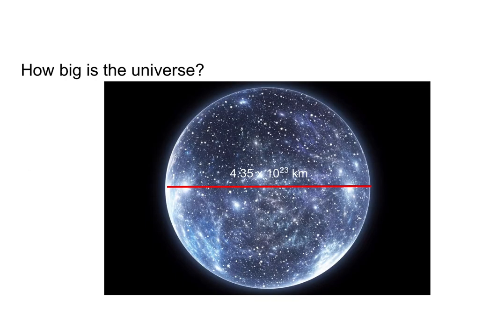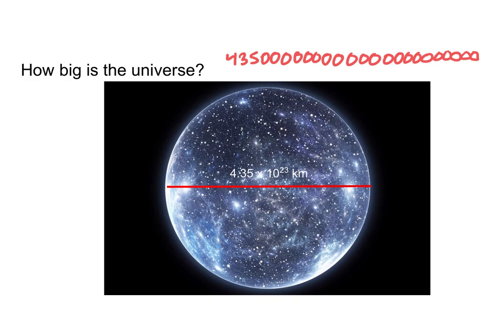So the first thing I want to do is talk about how big the universe is, because I think it's one of those things that's so big we can't really comprehend it. Our universe is 4.35 times 10 to the 23rd kilometers. So that's 435 followed by 21 zeros.